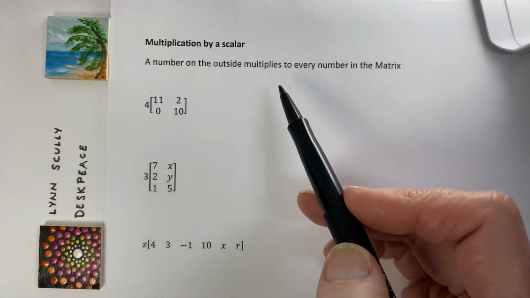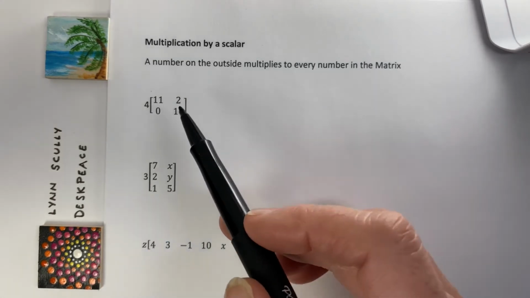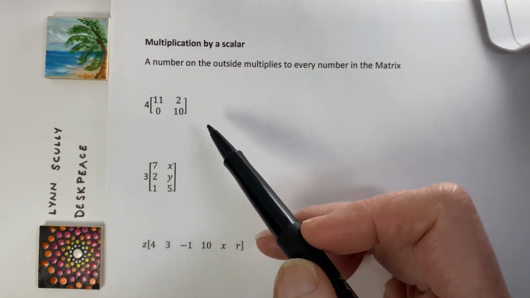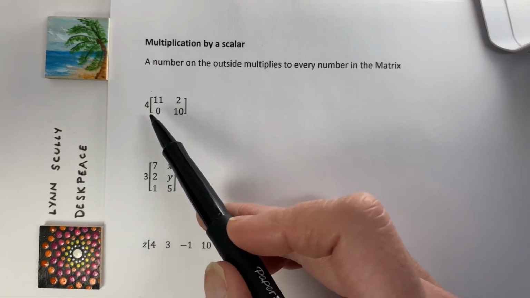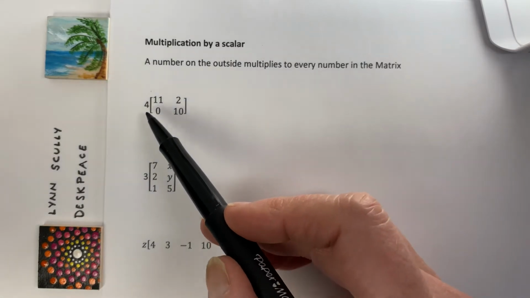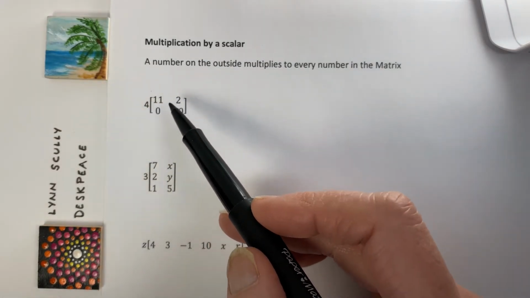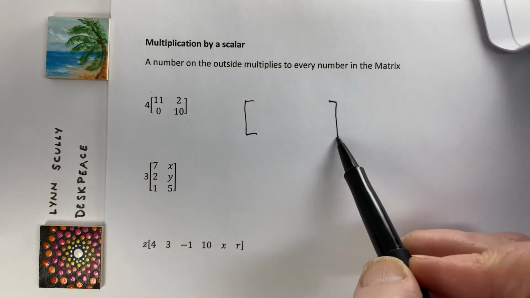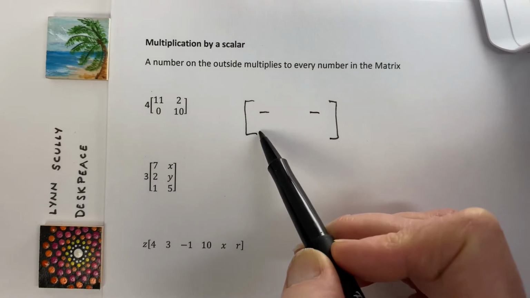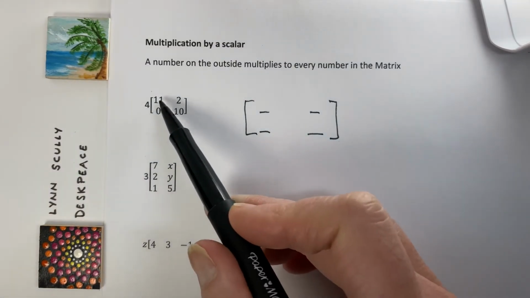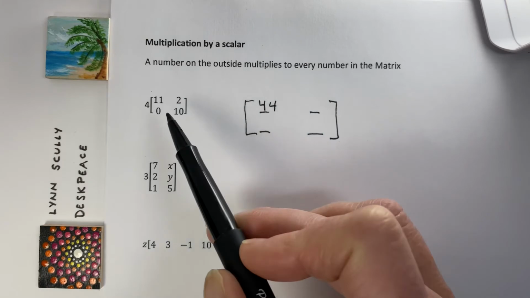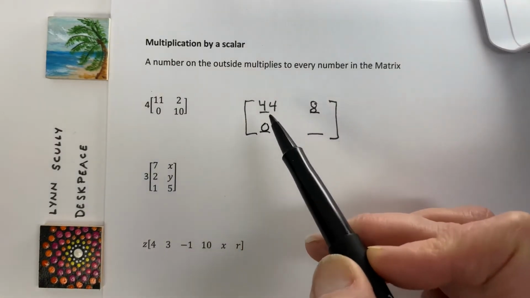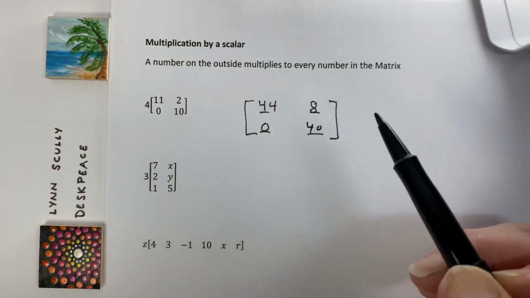Sometimes I want to multiply a matrix by a scalar. So a scalar can look just like a number on the outside. It doesn't have to be in the matrix brackets. So just like distributing with parentheses in algebra, I have to multiply this 4 to every cell inside this matrix. So first I'm going to do this. And sometimes I even will go like this so I can keep track of how much I'm doing. 4 times 11, 44. That's the first one. 4 times 2, 8. 4 times 0, 0. 4 times 10, 40. All done.